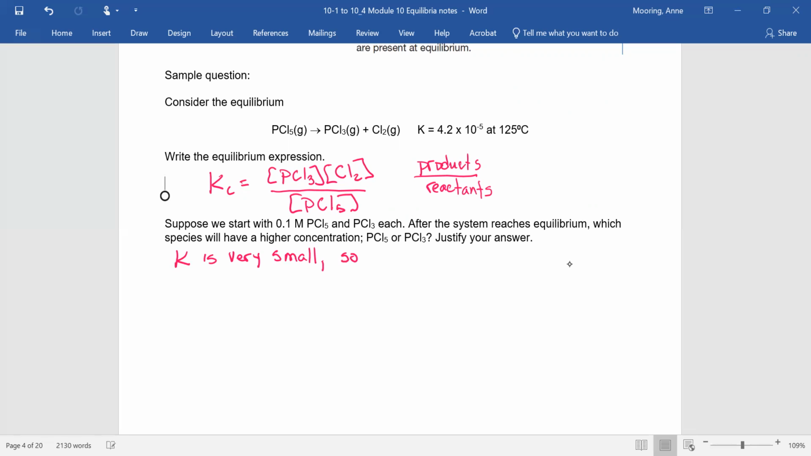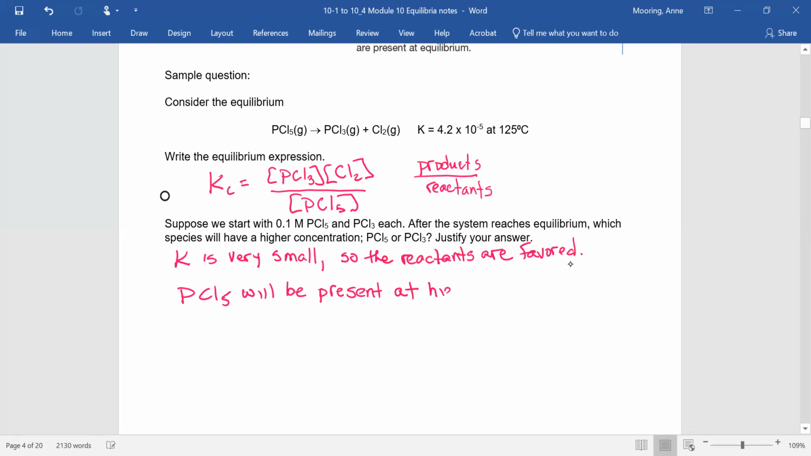So that means the reactants are favored. Now I'm doing my interpretation or my reasoning, okay? So K is very small, so the reactants are favored. PCl5 will be present at higher concentrations.